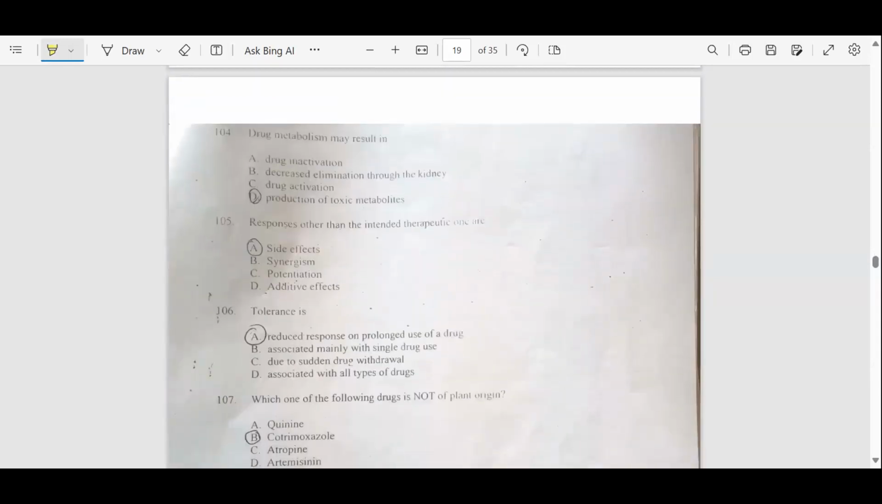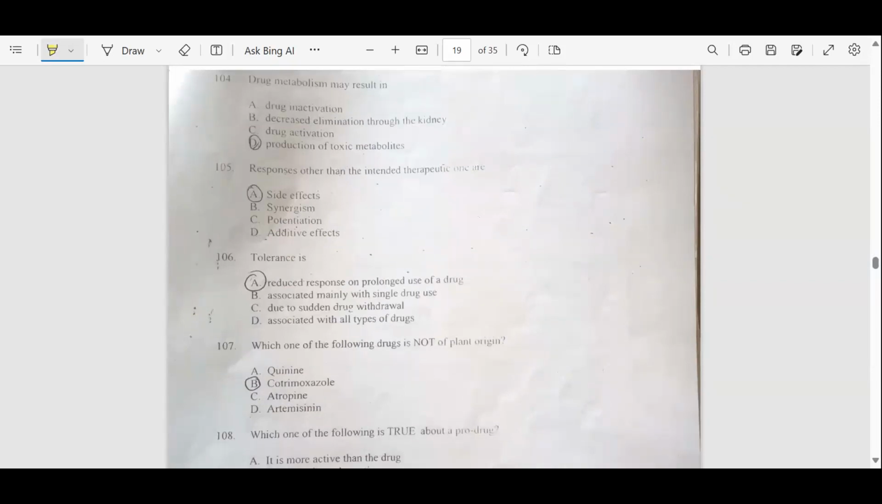104, drug metabolism may result in: drug inactivation, decreased elimination through the kidney, drug activation, and production of toxic metabolites. Drug activation. So drug metabolism may result in drug activation. Yeah, I feel like all our answers are correct. They should have said "except." Oh, is there an "except"? No, I'm not seeing "except." It should be there.